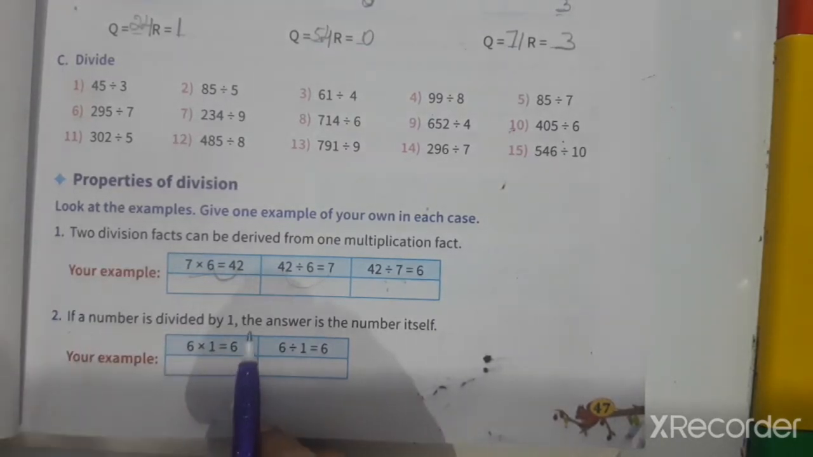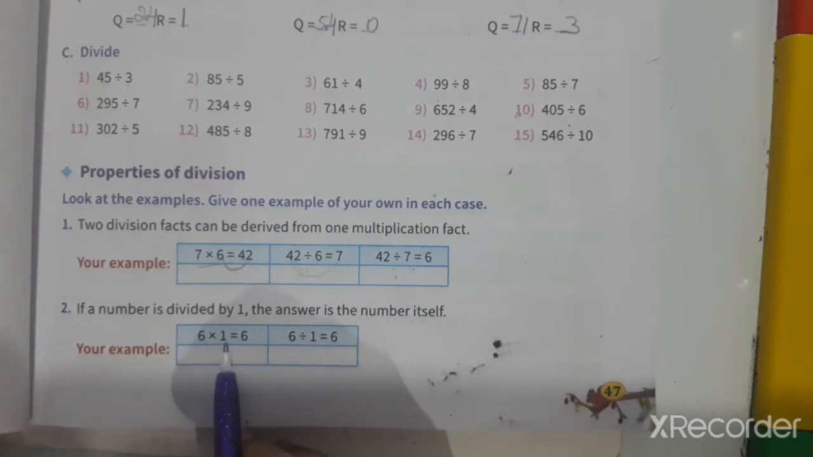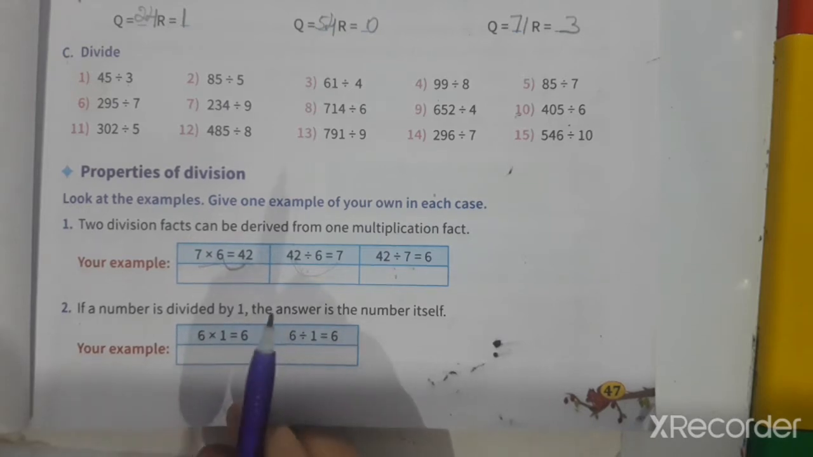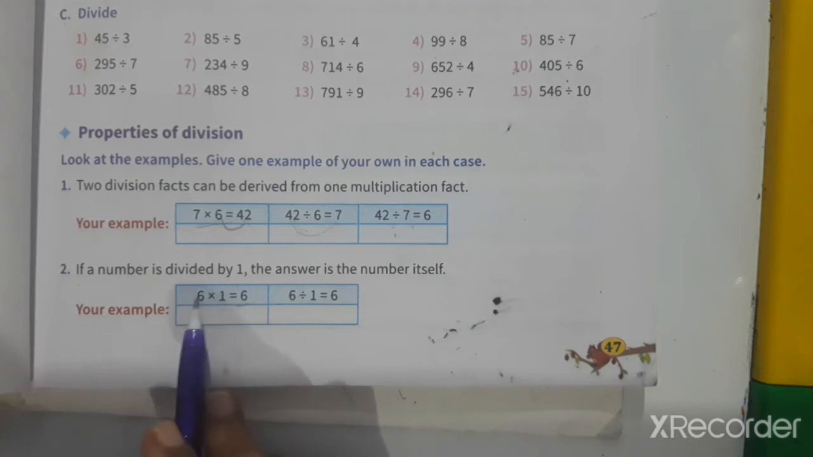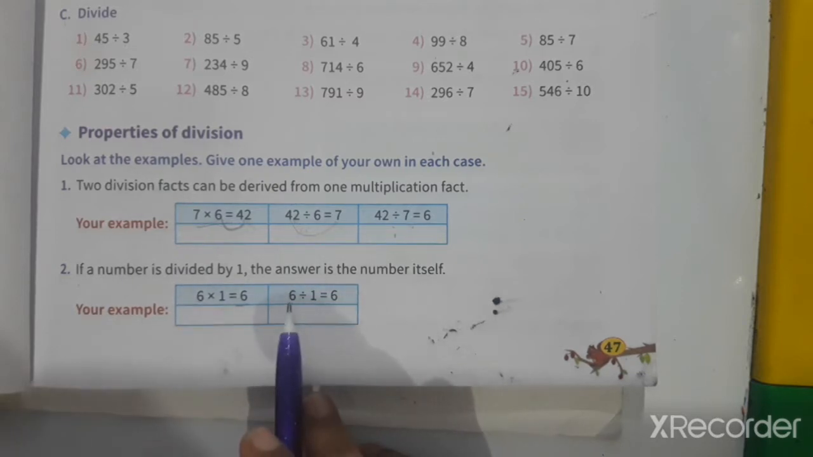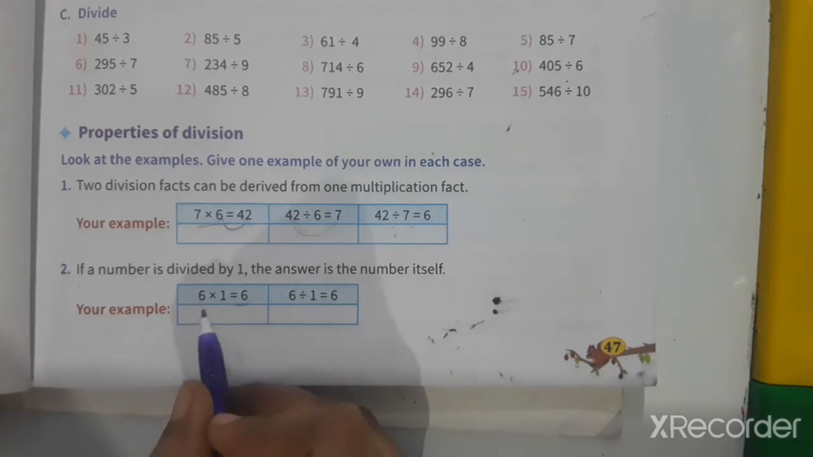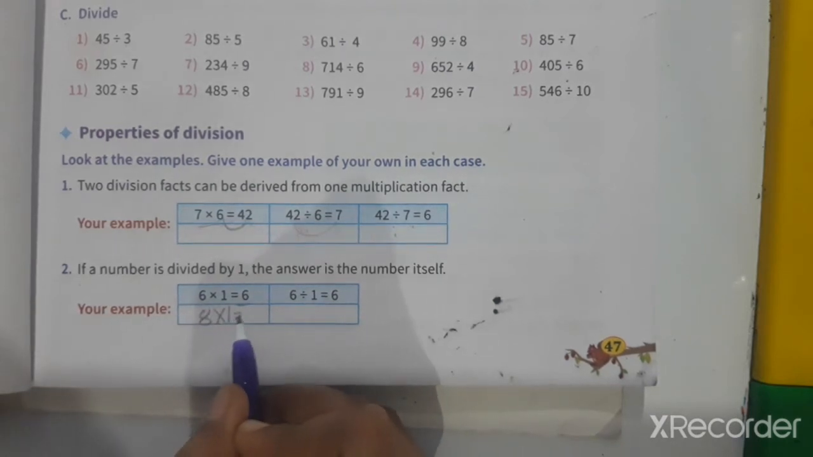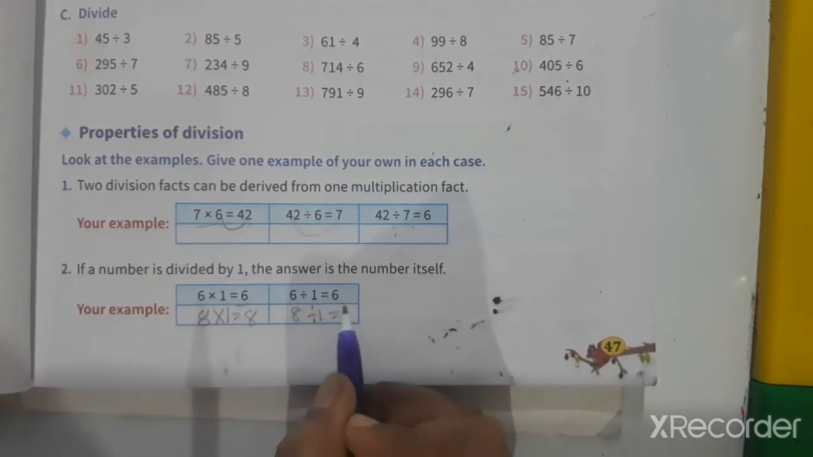If a number is divided by 1, the answer is the number itself. For example, any number if multiplied by 1, the answer is the number itself. Okay. So it is interrelated to the multiplication also. Any number multiplied with 1, then the answer is the number itself. If any number is divided with 1 also, the number itself. One more example is 8 into 1. So 8 into 1 is 8, or 8 divided by 1 is 8 only.